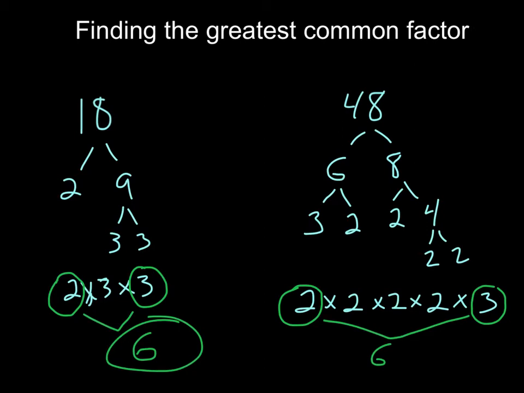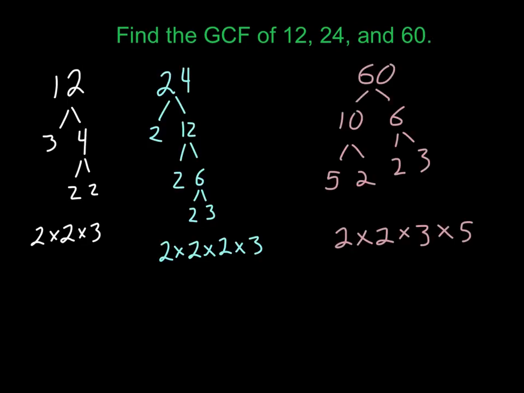So you can use whatever method works best for you, either this one or the one I just showed you before this. If I was asked to find the greatest common factor, or GCF, of 12, 24, and 60, here's how I would do that. So I would create the factor trees for each of them, just like I've done here. Now, once I do that, I'm going to find what are my common factors with each of these.